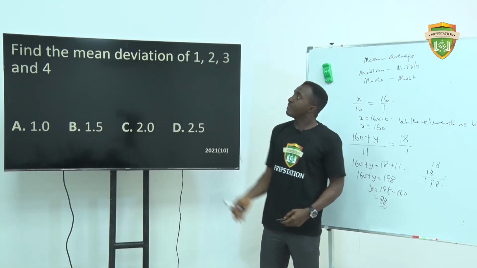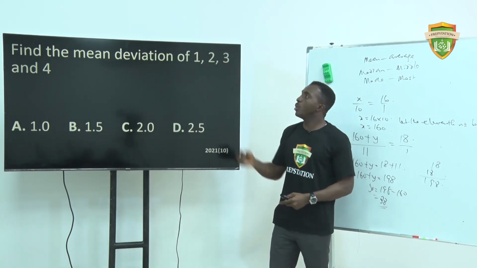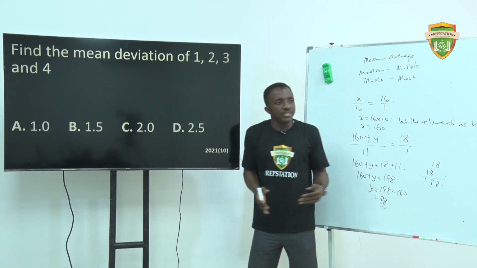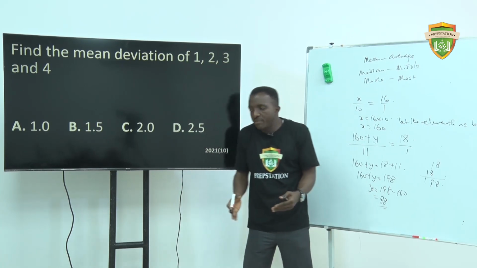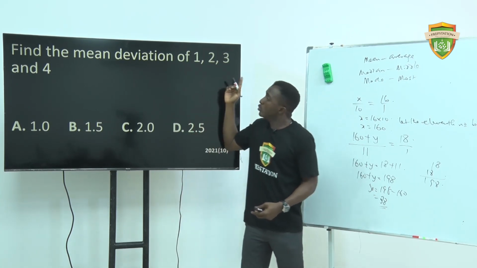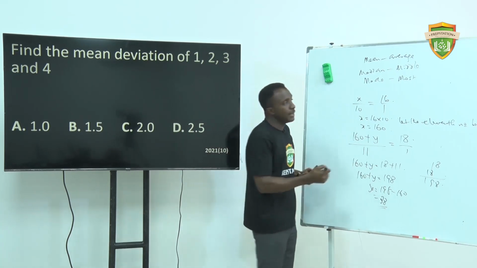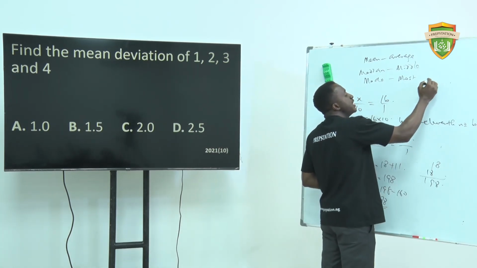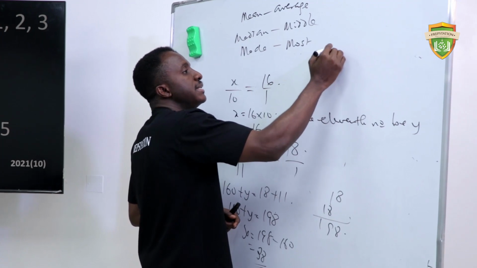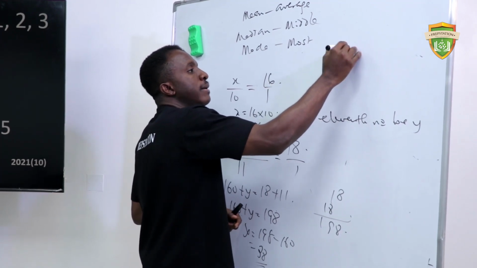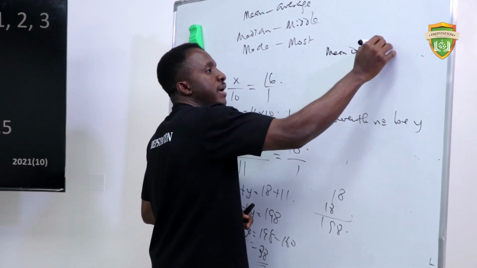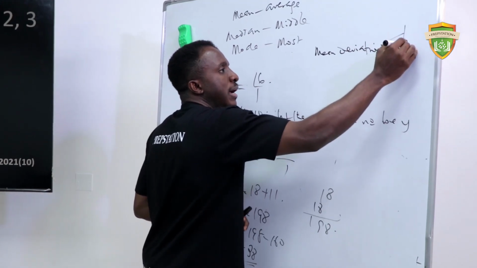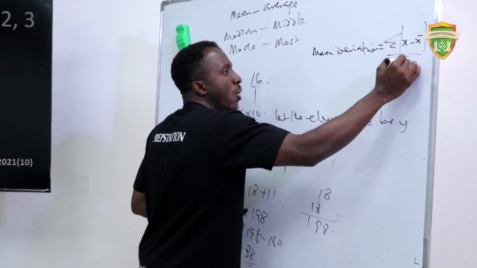Now find the mean deviation. Now the word deviation means what goes away, something that goes away from the mean, of 1, 2, 3, and 4. Now there's a formula for that. Now this is the formula. Mean deviation is simply the deviation. Mean deviation, look at the formula, is summation of absolute x minus x bar over n.